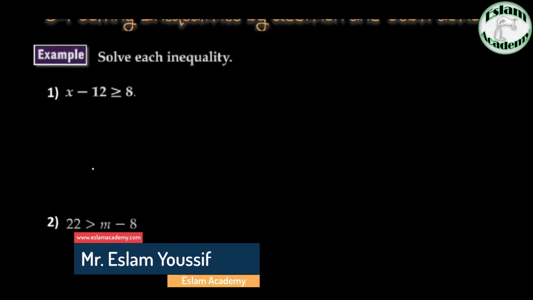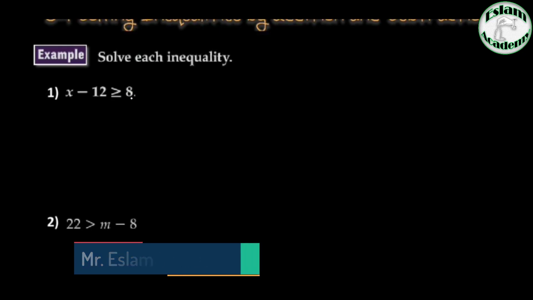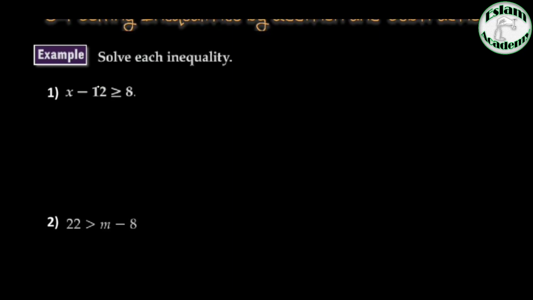Number 1. x minus 12 is more than or equal to 8. By the same way of solving the equation, we will solve the inequality. Because we have minus 12, we'll add 12. So x is more than or equal to 8 plus 12, which equals 20. So the solution now will be x more than or equal to 20.